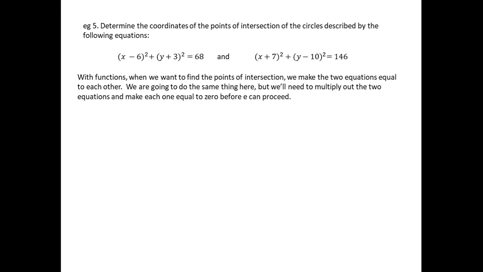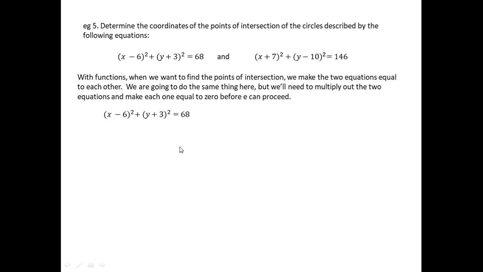So we're going to do the same here, but we'll need to multiply out the two equations before we can make one equal to 0. What am I even saying? Let's try that again. We are going to do the same thing here, but we'll need to multiply out the two equations and make each one equal to 0 before we can proceed. Ee by gum. From Yorkshire now, am I?